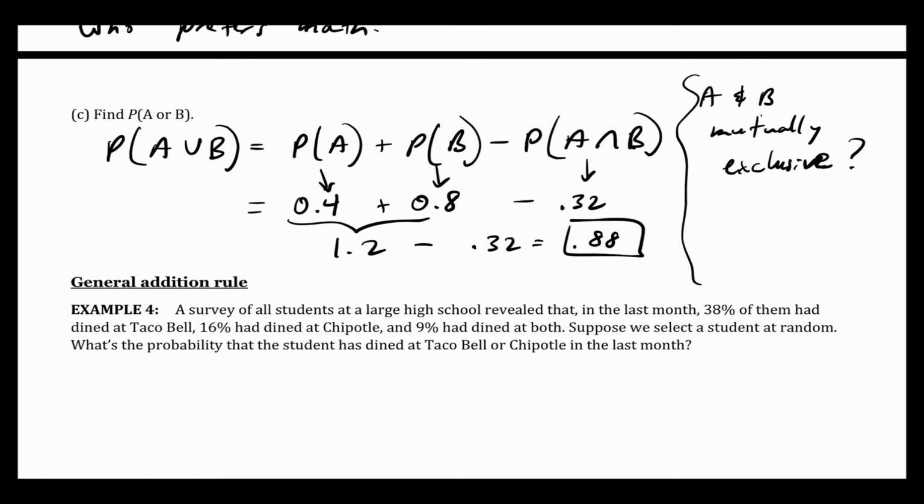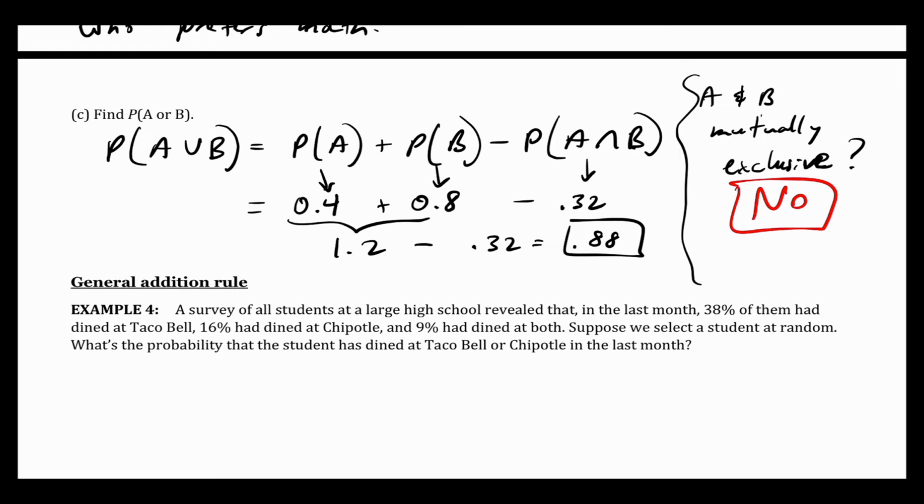So A is a student is male. B is a student prefers math. Can you be male and prefer math at the same time? Yeah, right? Some males in this class are that. You can do both. I can be a male and prefer math. So if your answer is yes, I can do both, then the answer to mutually exclusive is no.